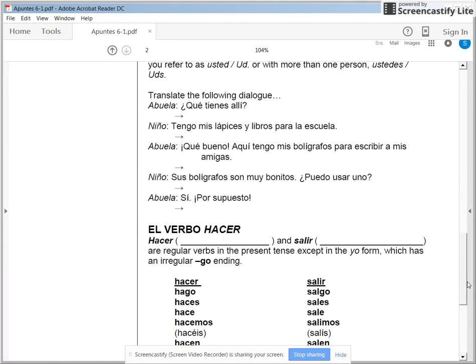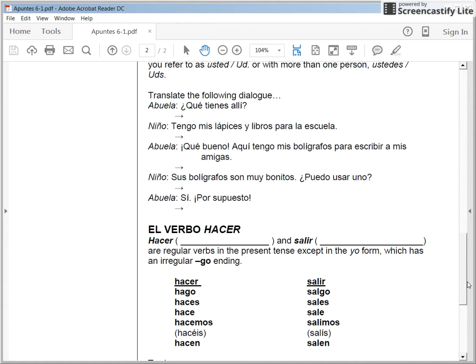The following section, I simply ask that you translate the following dialogue between abuela and the niño, her nieto. So as you go along, ¿Qué tienes allí? she asks. Should translate to, what do you have there? The niño responds, tengo mis lápices y libros para la escuela. Should translate to, I have my pencils and books for school. Notice we use mis lápices y libros because again we're describing more than one item.